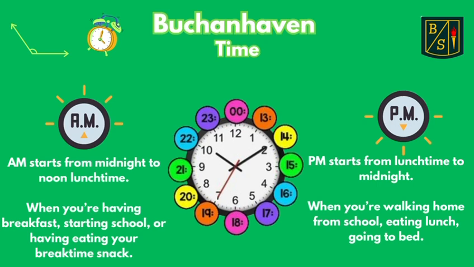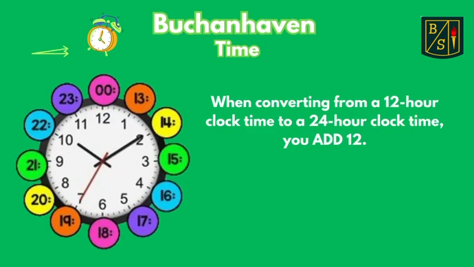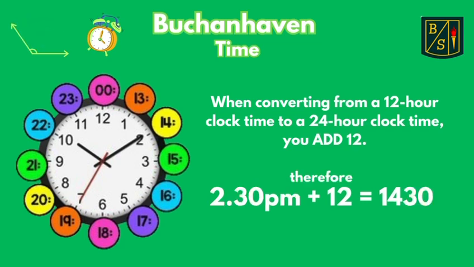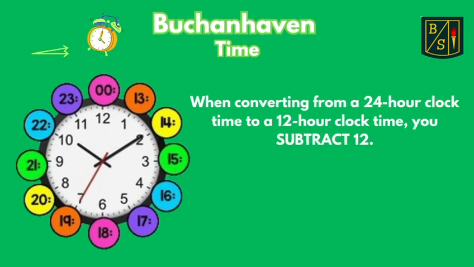When converting time from a 12-hour clock to a 24-hour clock time, you add 12. Here is an example. When you're converting from a 24-hour clock time to a 12-hour clock time, you subtract 12. Here are two examples of this.